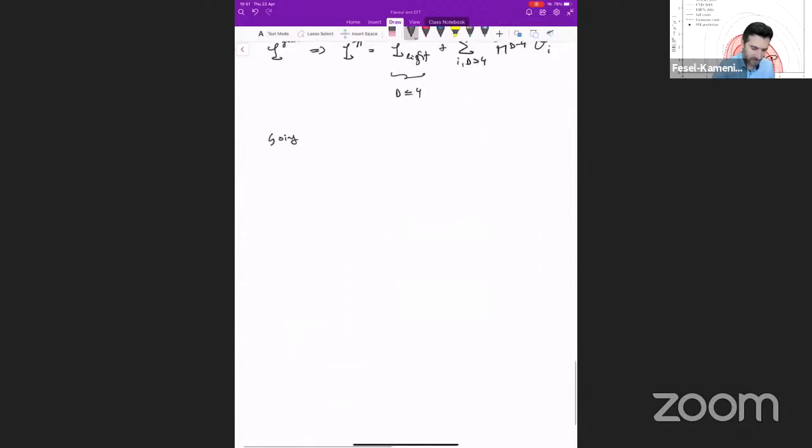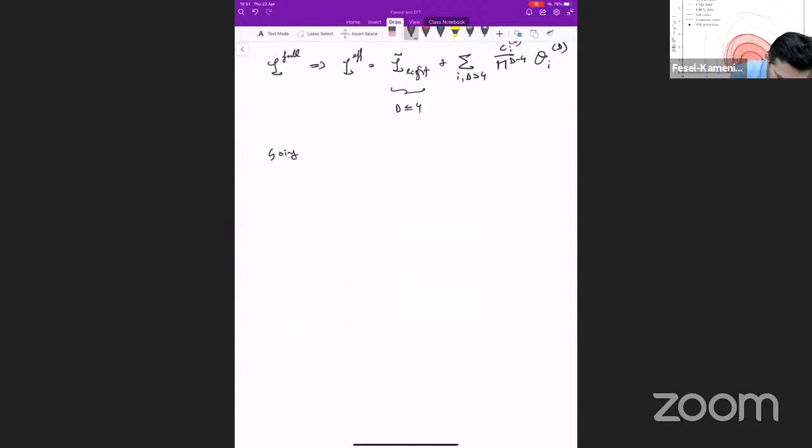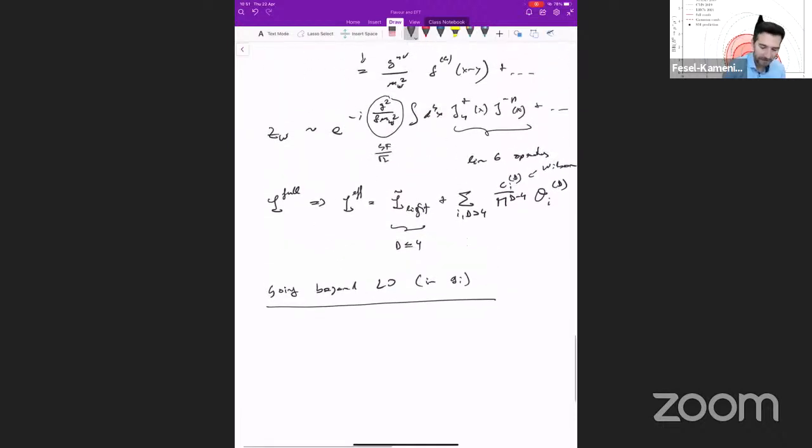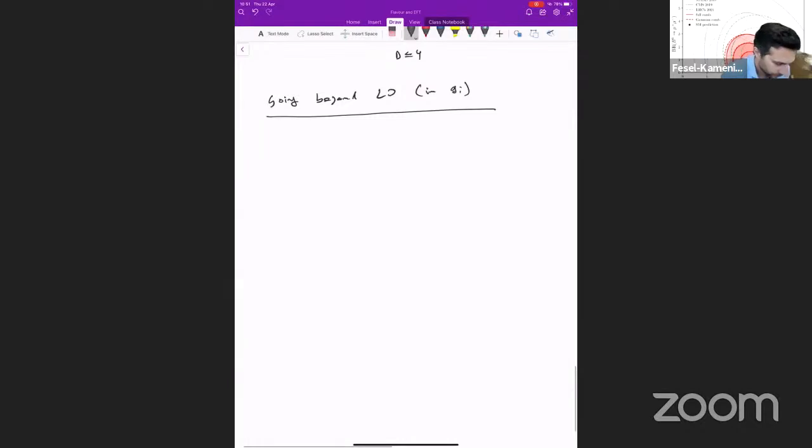So let's see how this happens. We are going now beyond leading order, but leading order in the parameters or couplings of the light degrees of freedom. Now, we will not do this formally, but we will resort to a very practical discussion in terms of Feynman diagrams. We'll not do path integrals, but we'll actually do Feynman diagrams.